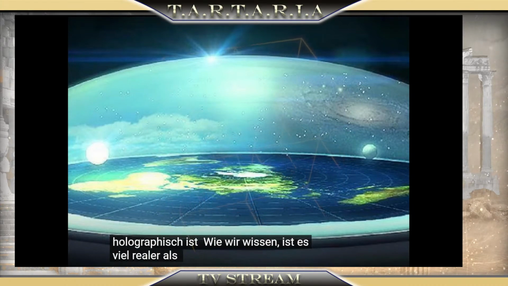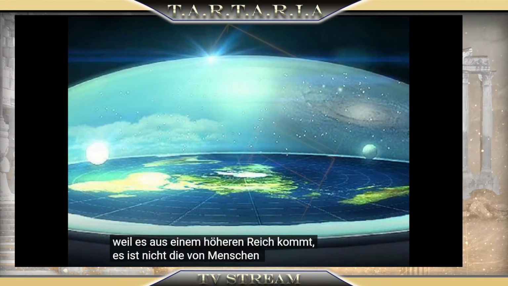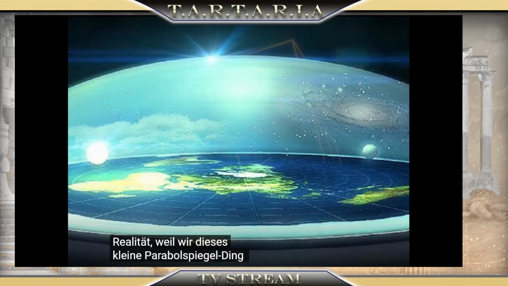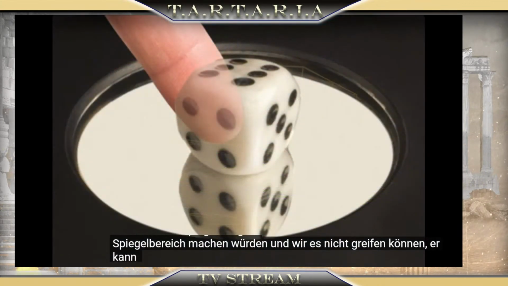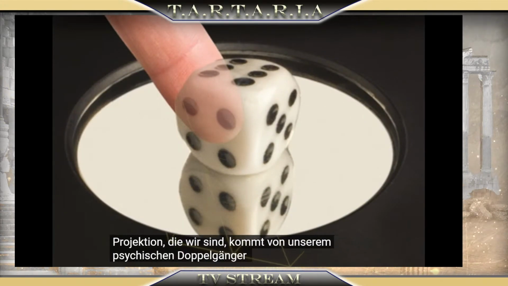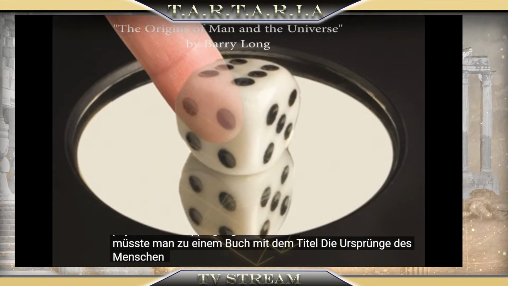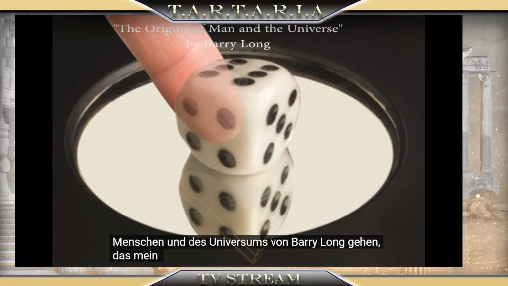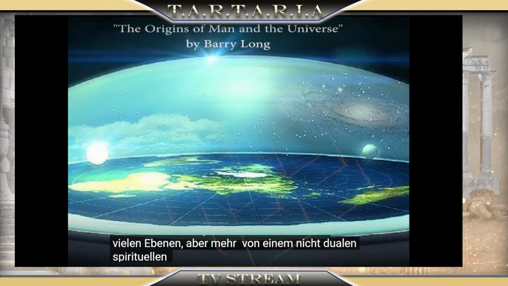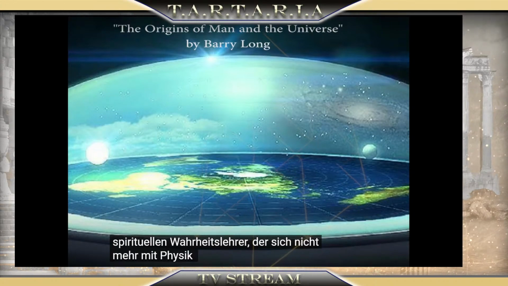Now, not holographic like we know it. It's much more real than what we could make, because it comes from a higher realm. It's not the human-made holographic reality, like this little parabolic mirror thing, the Mirascope, where you can't grab it, you can't touch it. But the holographic projection that we are comes from our psychic double. And for this, you'd have to go to a book called The Origins of Man and the Universe by Barry Long, which was my first eye-opener at so many levels, though he was more of a non-dual spiritual truth teacher. He was not much into physics and things like that.